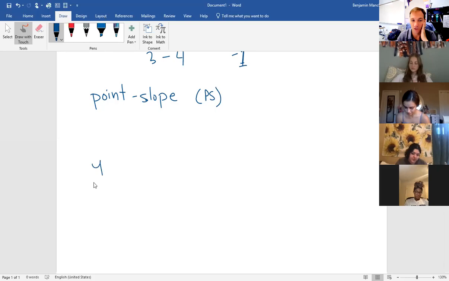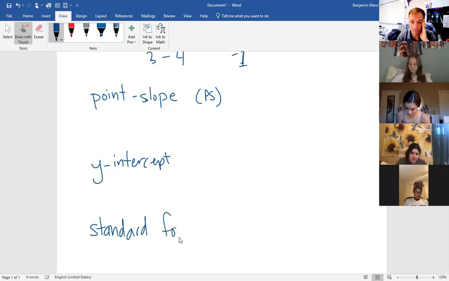There is, of course, your y-intercept form, which probably has another name that's escaping my brain right now. And then there's the hardest one to do, standard form. So these are the 3 different ways that we can express linear equations.